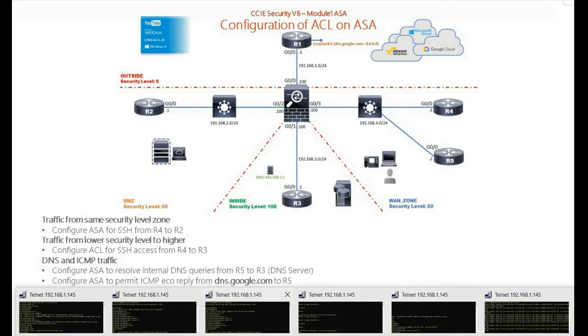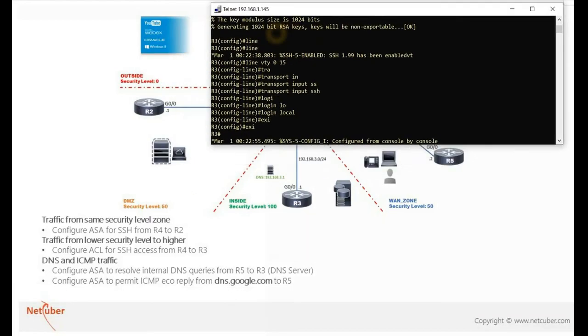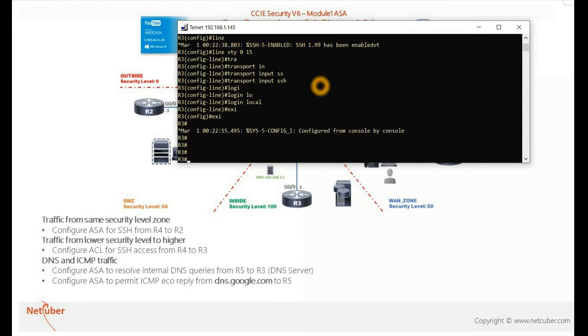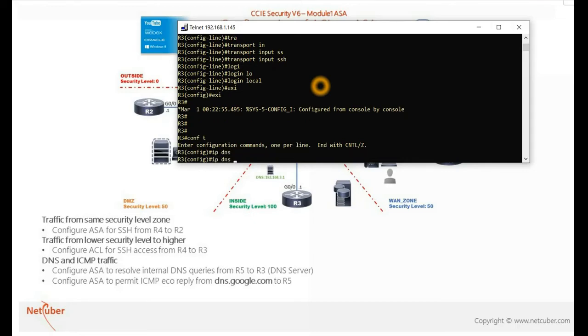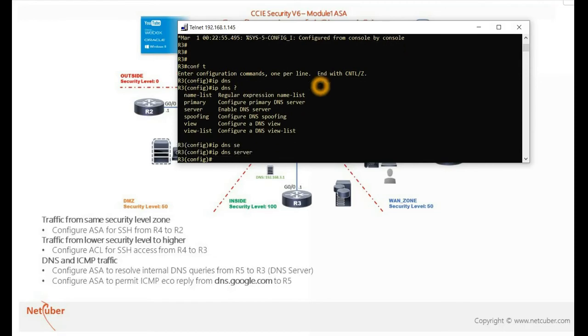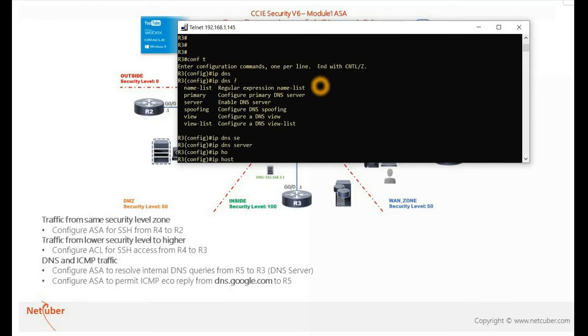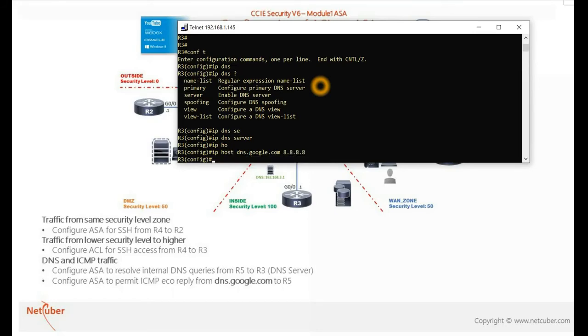Now we need to make R3 the DNS server. IP DNS server. IP host, we need to resolve dns.google.com, and this belongs to this address. This is the resolution, should be okay.